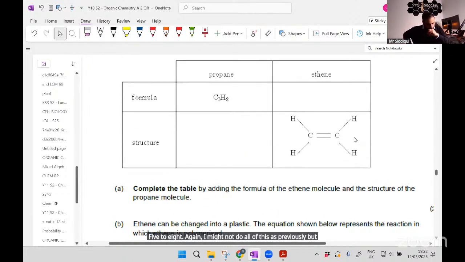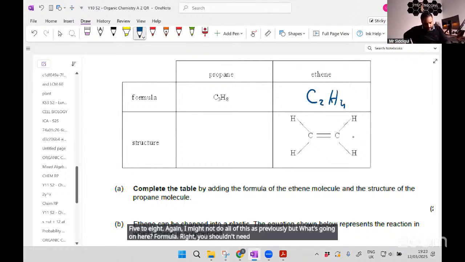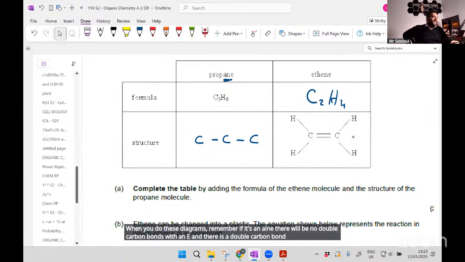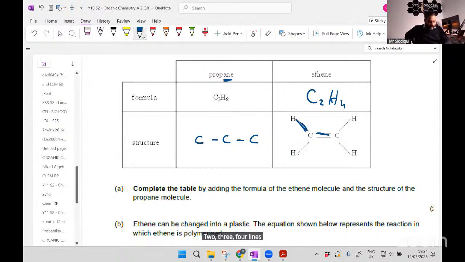But what's going on here? Formula. Right, you shouldn't need any help with this, but that's obviously C2H4, just counting what's below it. Propane structure is 3 carbons. When you do these diagrams, remember, if it's an ane, there will be no double carbon bonds. With an ene, there is a double carbon bond. Secondly, make sure that every carbon has 4 lines coming out of it. So you see how this carbon here has got one, two, three, 4 lines coming out of it. That carbon has got 4 lines.